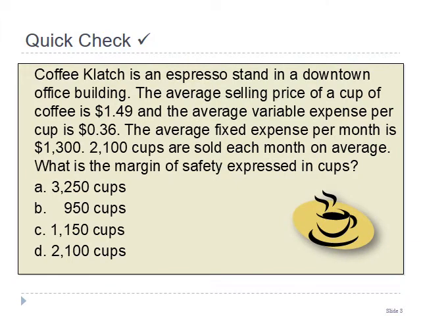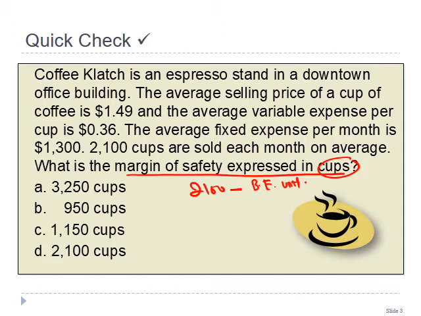So here comes the quick check again, the same question. I want you to pause the video and solve it by yourself. Okay, what we have to find here is the margin of safety expressed in units, which is cups. So what is our sales right now? 2100, and we have to subtract the break-even units, right? And what were the break-even units we calculated in our previous slides?